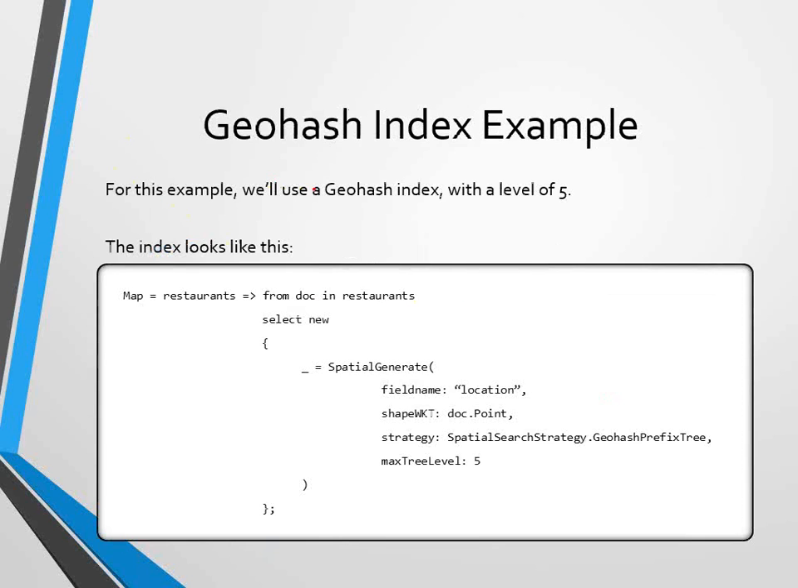For this example, we're using a geohash index, and we're using a level of 5, which is important for this worked example. We're going to have an index specified as so, where we're selecting documents from the restaurants again. We're specifying the field name and the property on the document. The main thing that I just highlighted above was that we're using the geohash and a max tree level of 5.